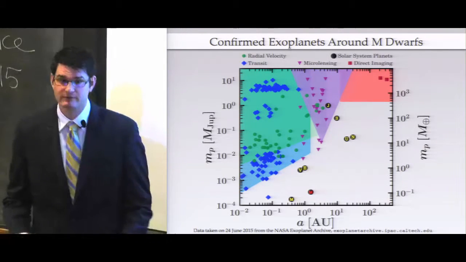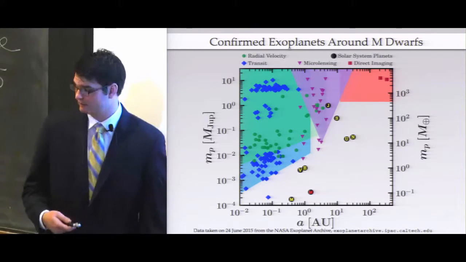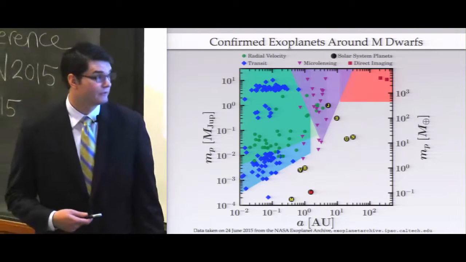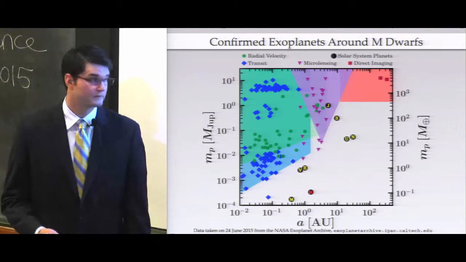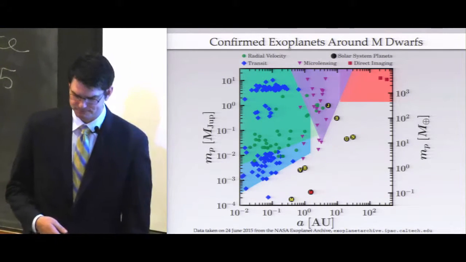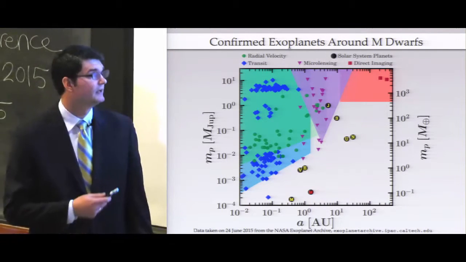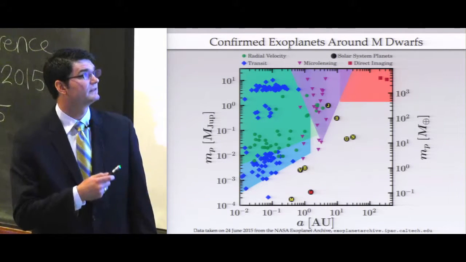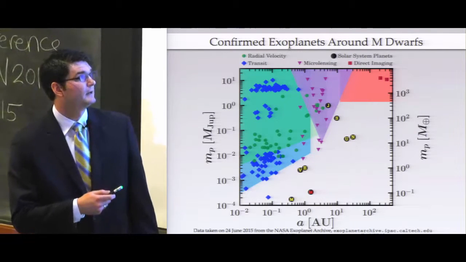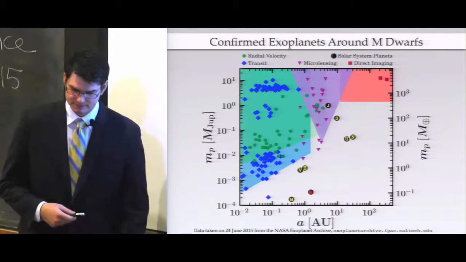So I'll just start off by showing a familiar diagram of planet mass versus separation. And on this diagram, I'm showing the roughly 150 confirmed planetary companions to M dwarfs from the NASA Exoplanet Archive. And also included on this plot are rough schematic representations of where each of these different detection methods that I've included are sensitive to planet detections.